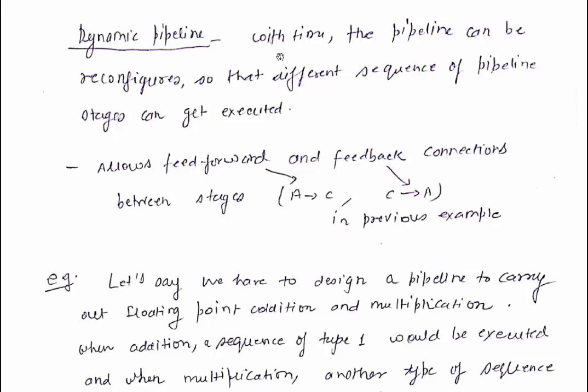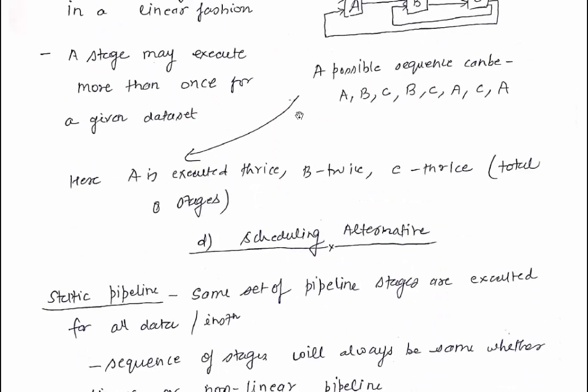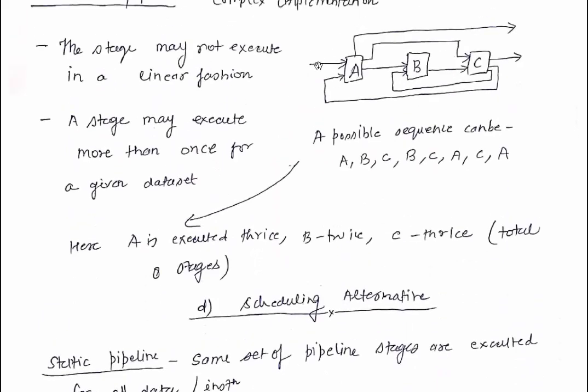In case of a dynamic pipeline, it allows feed forward and feedback connections between the stages. If you have seen the previous example, you can see that the output of A can be directly fed to C, or the output of C can be fed as the input to A. I am going to show that diagram again. So this is the diagram.